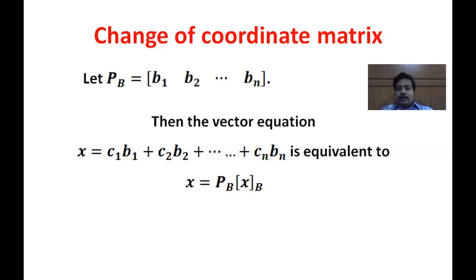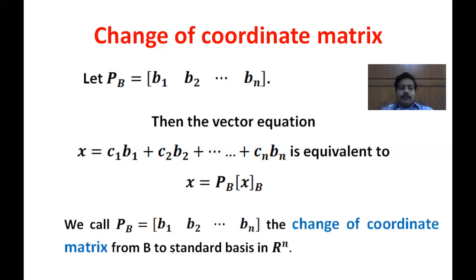In the previous class we have seen numerical examples using Excel, so that is formulated here. So we call this PB, which is the matrix of b1 b2 and so on bn, where these are the vectors of the basis, the change of coordinate matrix. So if you multiply with this matrix, the coordinate vector will be converted into the original vector.